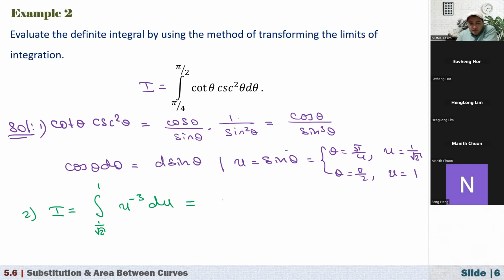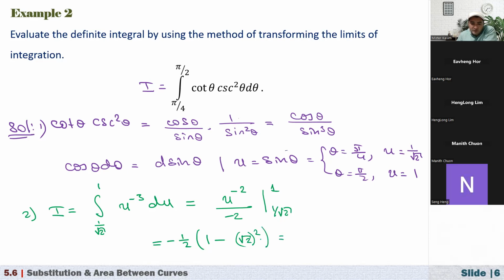So now we know how to evaluate this. That's equal to u to the power of minus 2, because minus 3 plus 1 gives minus 2, over minus 2, from 1 over square root of 2 to 1. That is equal to negative 1 over 2. So when it is 1, that's just equal to 1 minus, when it is 1 over square root of 2, here we have square root of 2 to the power of 2, because minus 1 times minus 2 is 2.